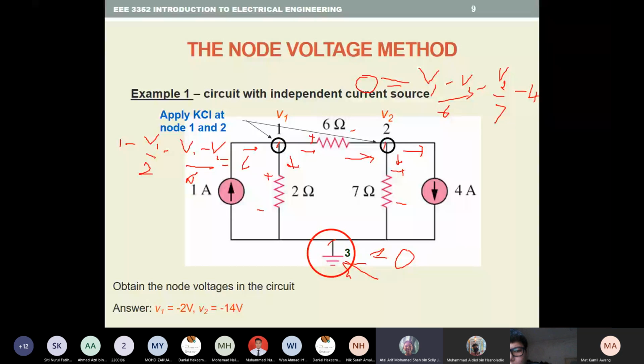So now, what you need to do is rearrange this equation so that you have it in terms of V1, V2 equal to something, and this also V1, V2 equal to something. Then you can solve your simultaneous equation. Can you get this answer? Can you try? I give you 3 minutes to do.